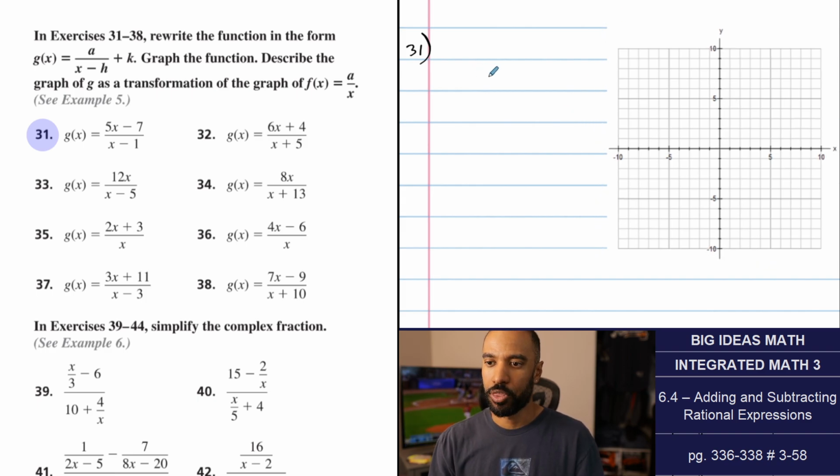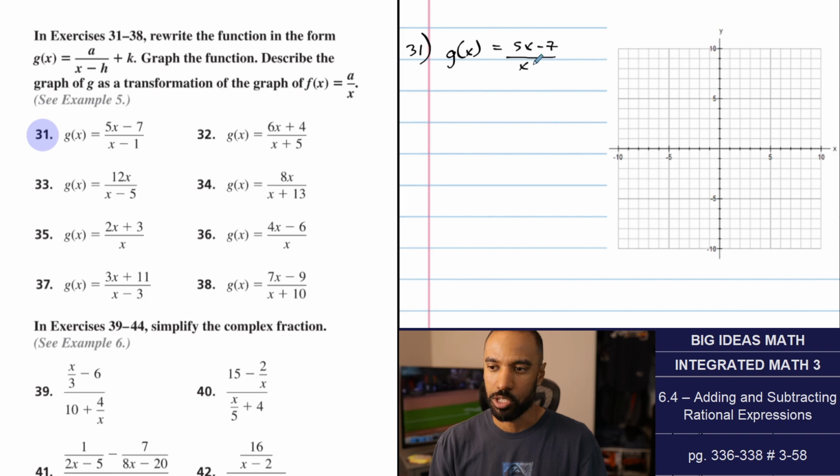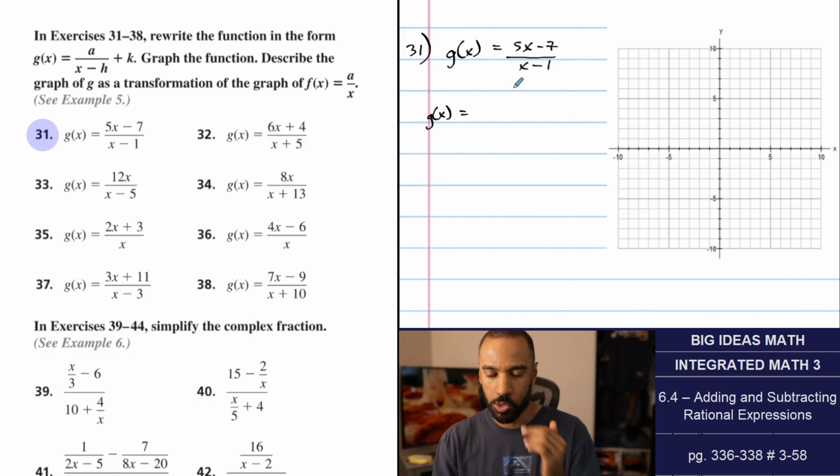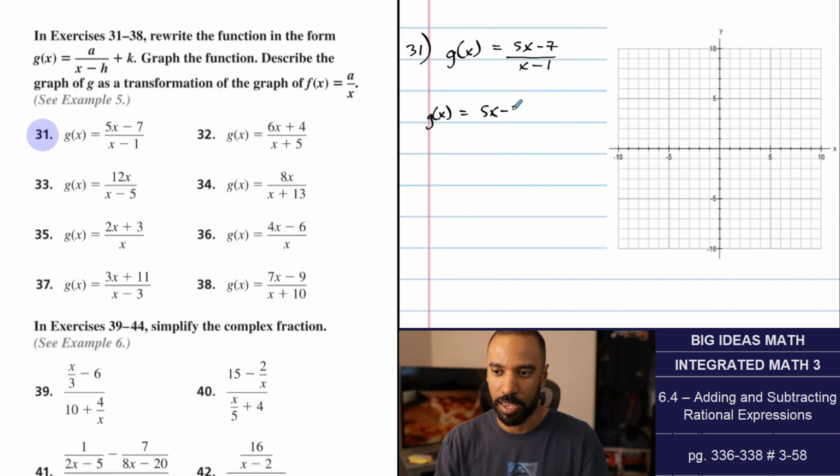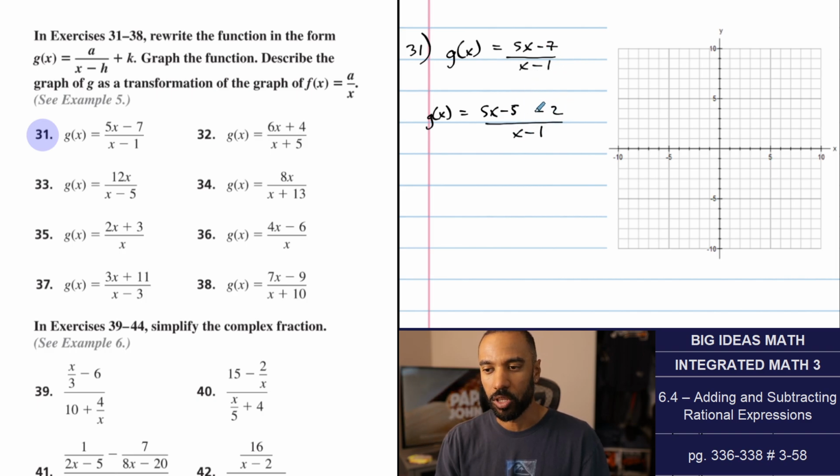Okay, on number 31, I have g of x equals 5x minus 7 over x minus 1. Now, my goal here is to create an x minus 1 in this staging here, but I got a 5x to deal with. So x minus 1 times 5 is 5x minus 5. Now I got to make sure I turn this into negative 7, so I got to subtract 2 from it. This might be a little bit confusing, but hopefully you'll see what I'm doing with this afterward, and we can come up with how to talk about it later.